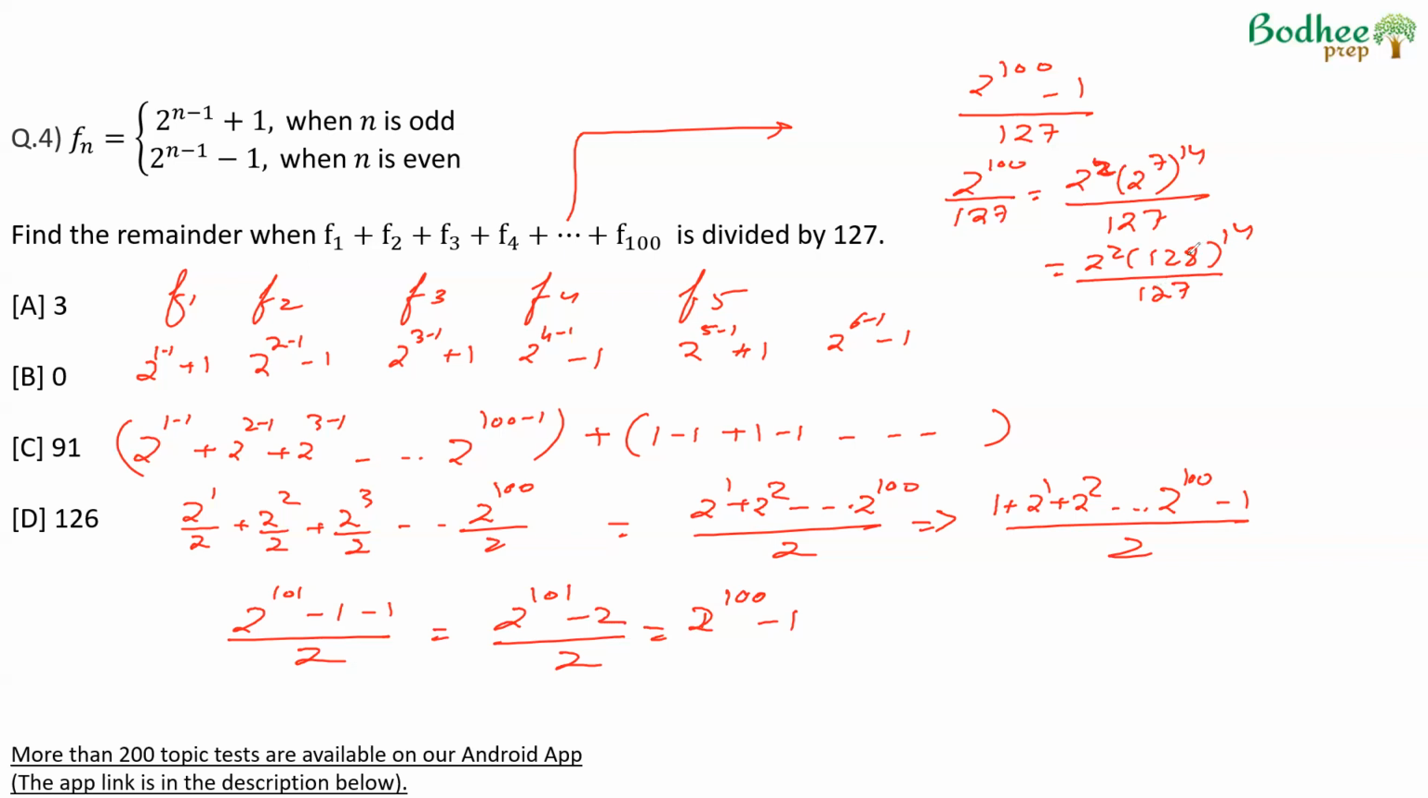128 by 127 gives us a remainder of 1. And 2 raised to power 2 gives us a remainder of 4. So 2 raised to power 100 divided by 127 is a remainder of 4. And therefore 2 raised to power 100 minus 1 will be a remainder of 4 minus 1, which is 3. Option A becomes the answer.